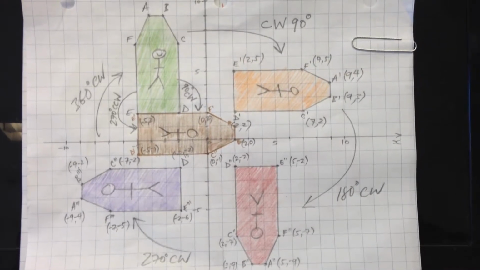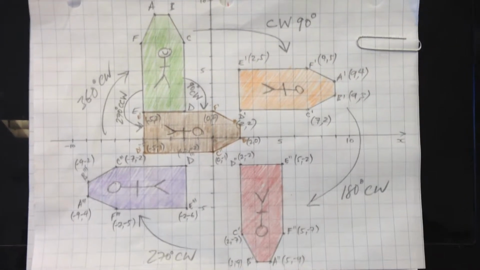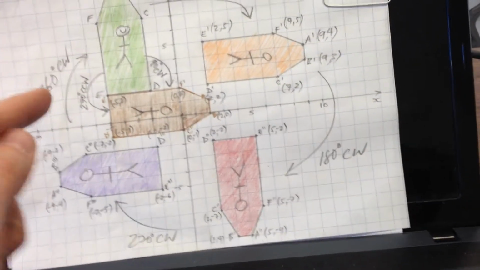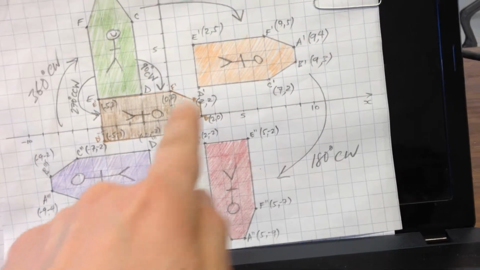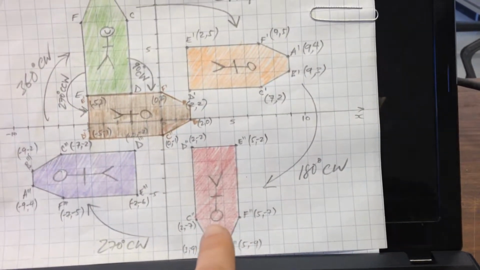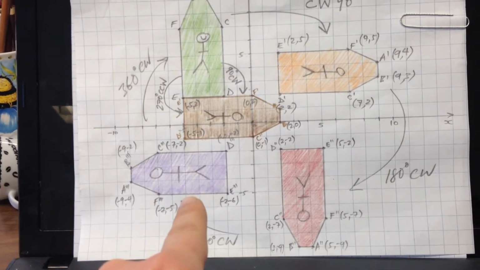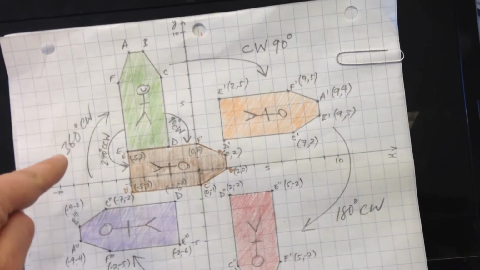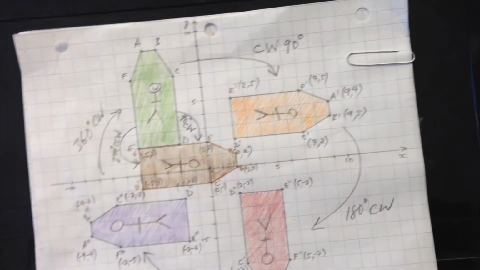Okay, number 7, so you had to rotate this irregular shape here, that's green, about the origin, 90 degrees clockwise, 180 degrees clockwise, 270 degrees clockwise, and then of course once you go back to your starting point, you've done a full 360 degrees clockwise.